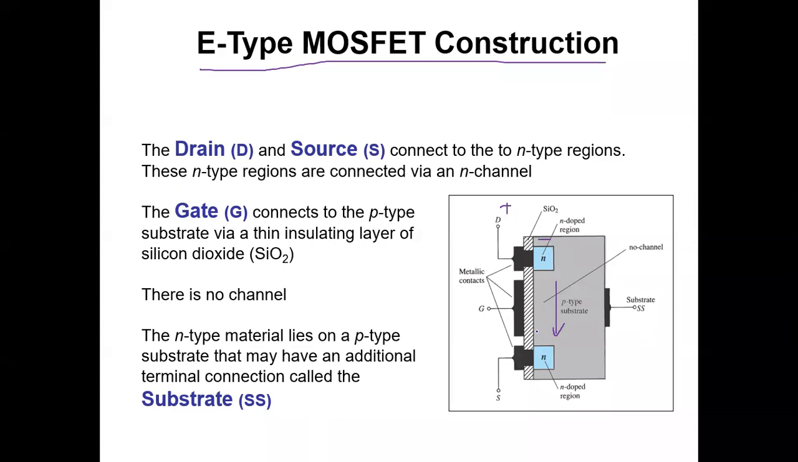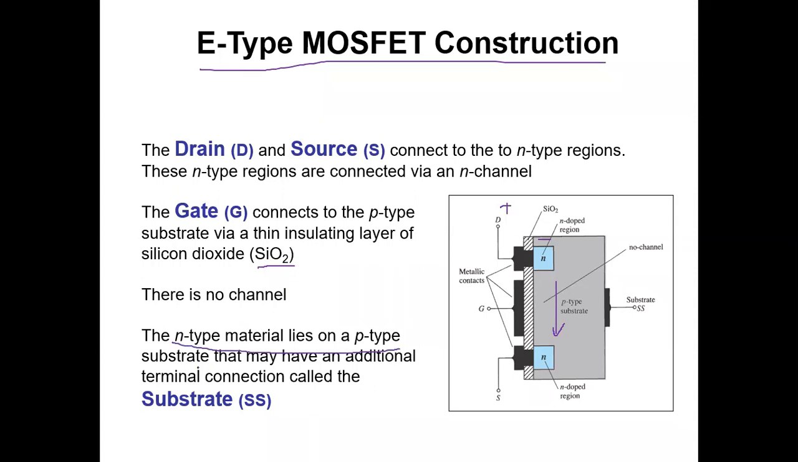The difference between a JFET, junction field effect transistor, and a MOSFET is that in the junction field effect transistor, the junction is directly connected to the semiconductor. But here we don't have a direct connection. The gate is separated from the substrate by an insulating layer, and most often this is silicon oxide.